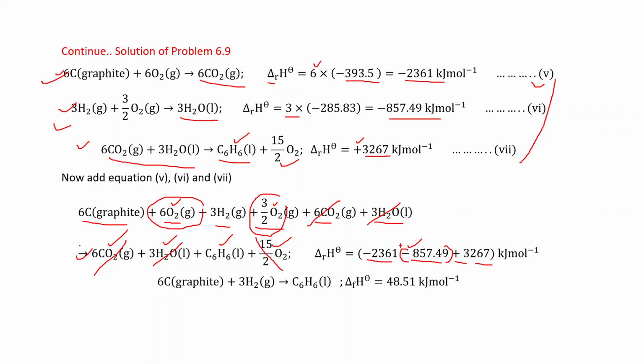Now what remained? That is 6 graphite, this is 3 H2 on the reactant side, and on the product side this is only benzene, C6H6. This is the required equation, and if we solve this one we will get 48.51 kilojoule per mole. This is the standard enthalpy of formation of benzene. Clear?